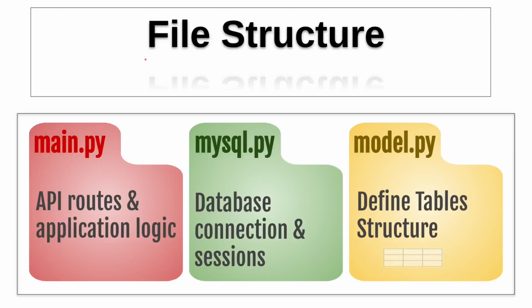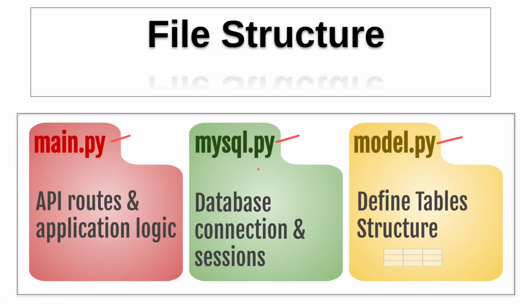Now let's understand the file structure. Here we will use three files: main.py, mysql.py and model.py. In main.py, the API routes and application logic are defined. The HTTP requests like get, post, put, delete, all are defined here. Here we also create the tables.